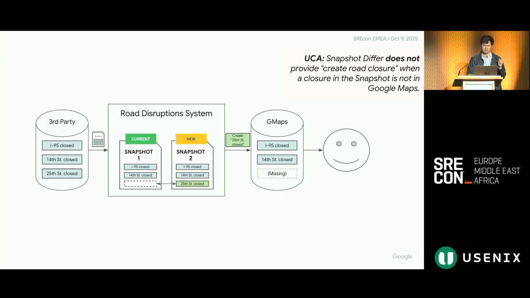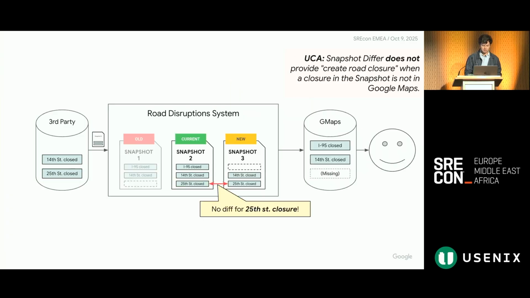Perhaps the database update failed, or we never sent the create message, or there was some race condition between the snapshots, or some problem exists in the road disruption system or Google Maps, and any of those could result in the 25th Street closure not being applied onto Google Maps. Now we're in the hazard state. So what happens next? Can the system actually recover from this incident?